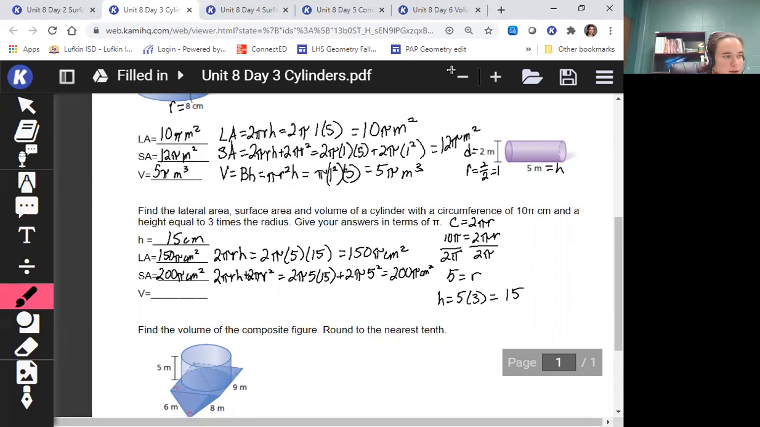And then we're looking at volume. The formula for volume is area of the base times our height, or pi r squared times our height. So pi times our radius, which is 5, squared, times our height, which is 15. So into your calculator, you type 5 squared times 15, and you'd get 375 pi centimeters cubed.